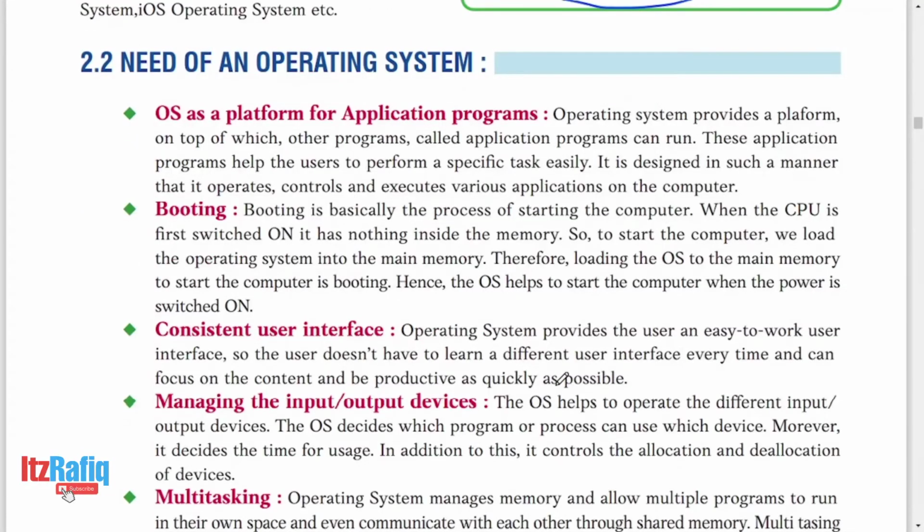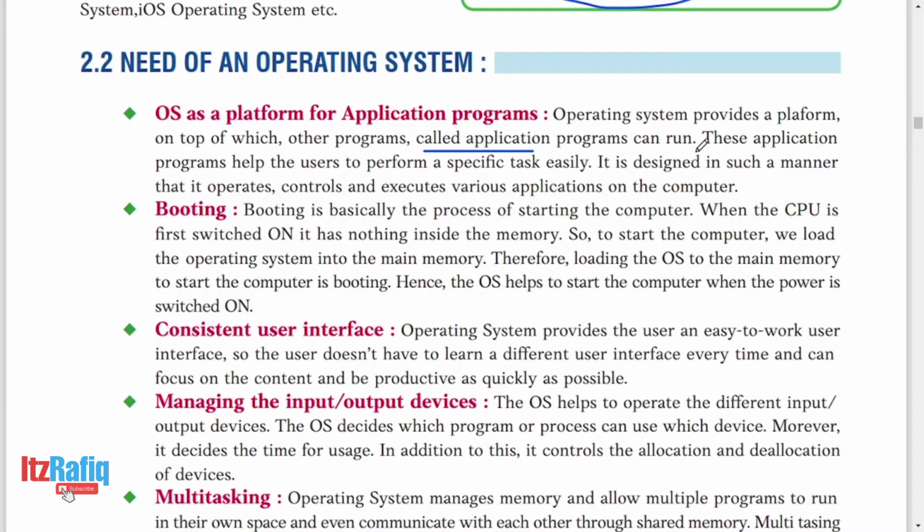So why do we need an operating system? Here are some points. First point, the operating system is a platform for application programs. The operating system provides a platform on top of which other programs, called application programs, can run. So first we need an operating system, and inside the operating system we can install any other apps or applications.